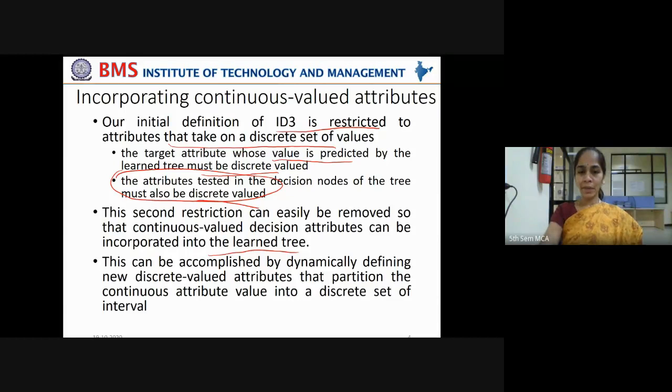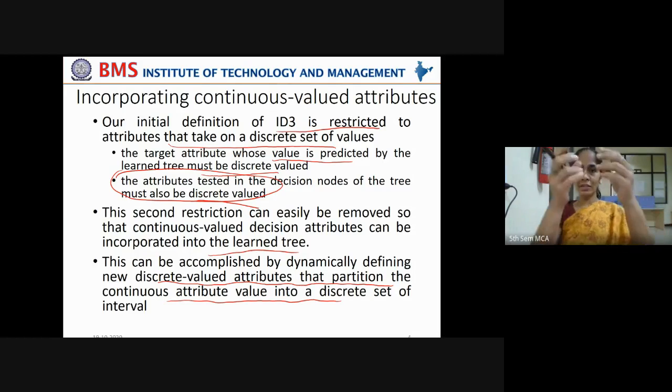Okay, so this can be accomplished by dynamically defining new discrete valued attributes that partition the continuous attribute value into a discrete set of intervals. So we are trying to give intervals. If x is greater than this and lesser than this, let it fall on this branch. If x is greater than this and lesser than this particular range, let it fall on the right hand side branch. That is how we need to build a decision tree with continuous valued attributes.